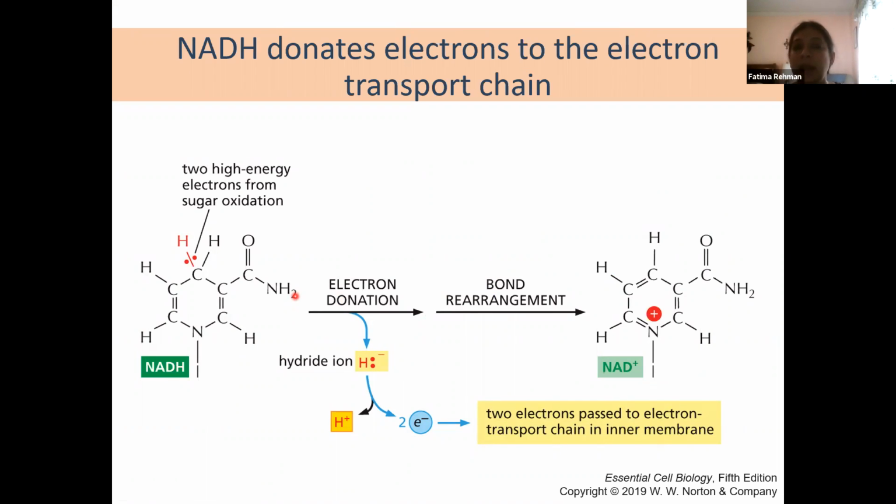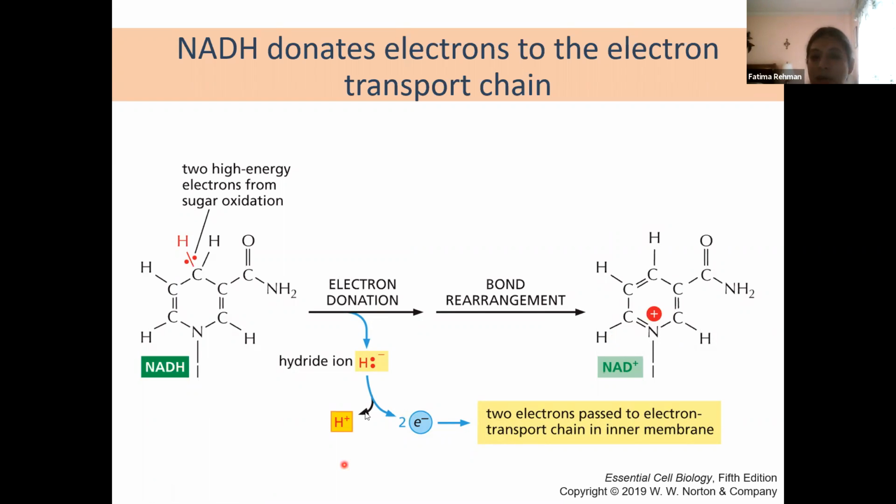So the way the electron transport chain gets the electrons from the NADH is like this. Here is your NADH molecule. It will have two high energy electrons that can be stripped away from it in this particular manner, gotten from the oxidation of the sugar that they were working with. And so these two electrons are what is donated into the electron transport chain. In the process, the bond gets rearranged to produce your NAD plus molecule that is now ready to take in more electrons from the cytoplasmic space.